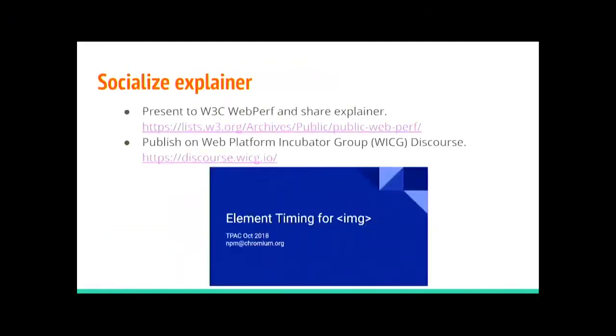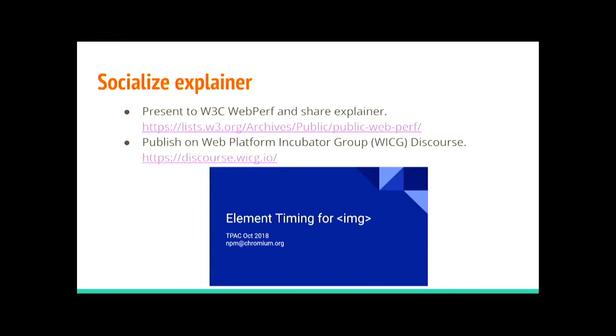So once you have written an explainer which presents the problem and the use cases that you're trying to achieve by solving the problem, you can start by socializing the explainer. There are several ways in which you can do this. For the web performance APIs, we take mostly two steps. One is to present to the W3C Web Performance Working Group.